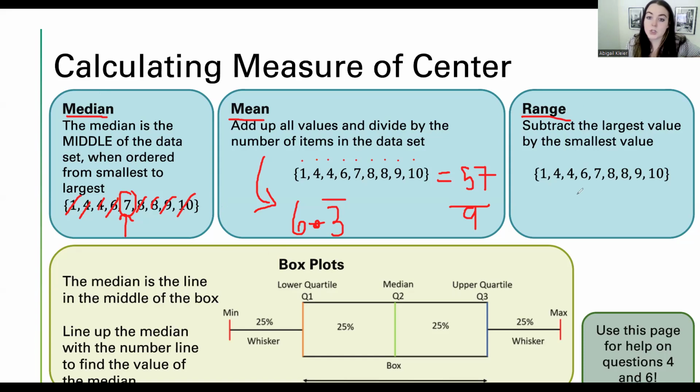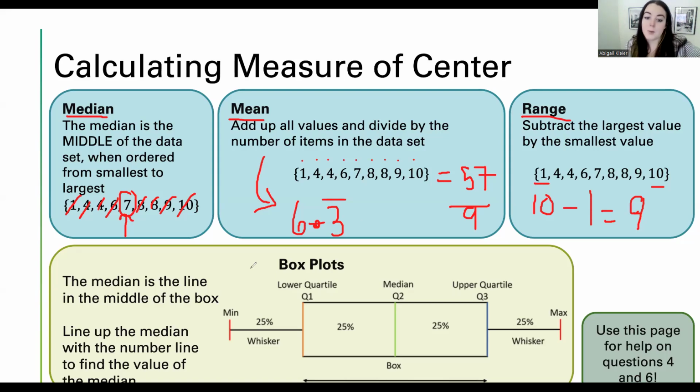Our last measure that we're going to review here is range. This is for variation. And range, you're simply going to take the largest value of your data set, in this case 10, and subtract the smallest, in this case 1. So the range of this data set is 9. Range is just describing the spread of the data. How many data points does it cover?